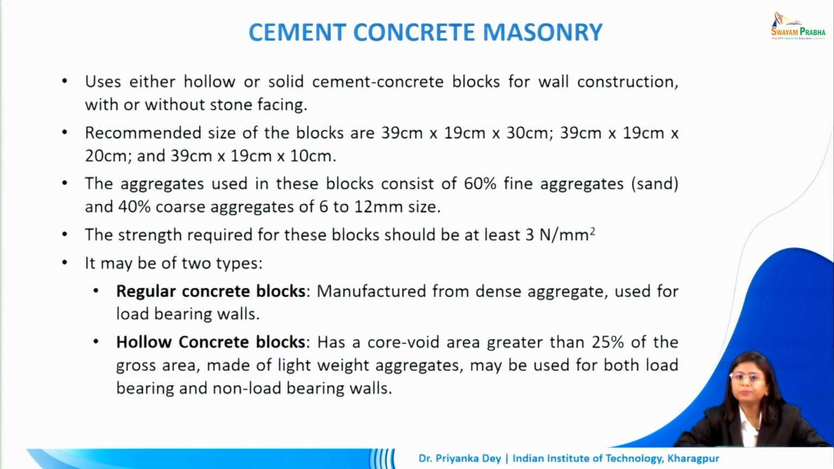The hollow concrete blocks have a void inside their core, and this void is greater than 25% of the gross area. Generally, they are also made of lightweight aggregates, and they can be used for both load bearing as well as non-load bearing walls. So if you want to go for partition walls or filler walls and we want it to be lighter in weight, we can opt for the hollow concrete blocks instead of regular concrete blocks. Also, the air gap within the hollow concrete blocks might have additional thermal insulation properties.